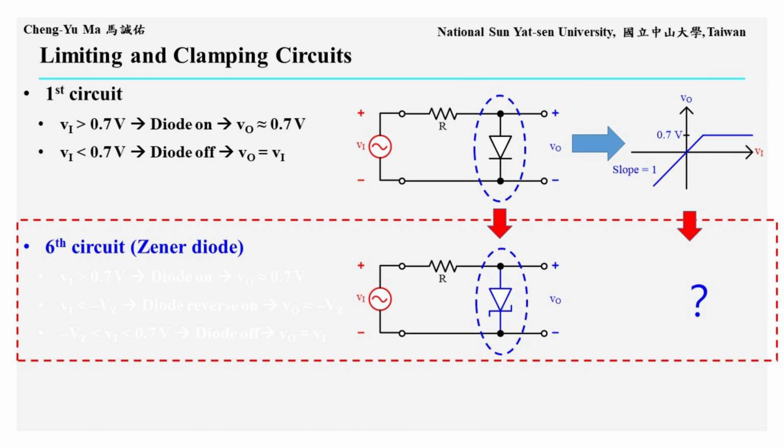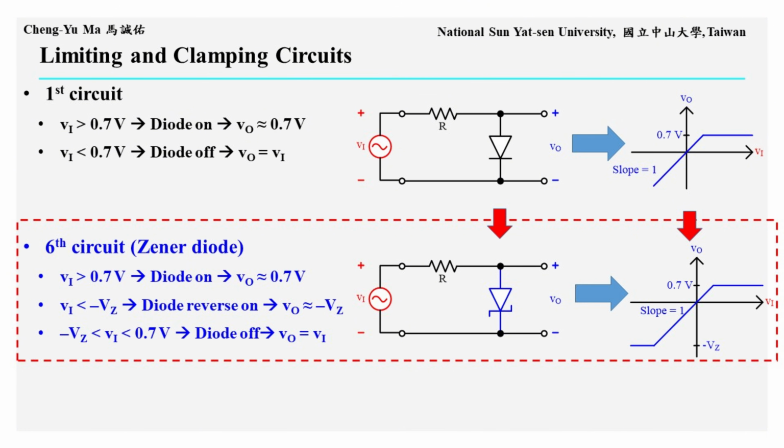What happens if we replace the diode in the first circuit with a Zener diode, as shown in the figure? The characteristic of a Zener diode was introduced in an earlier section. Under forward bias, it behaves like a regular diode. Under reverse bias, however, when the reverse voltage exceeds the Zener breakdown voltage Vz, a large current can flow and the diode conducts. Therefore, a Zener diode can also turn on under reverse bias once the reverse voltage reaches VZ.